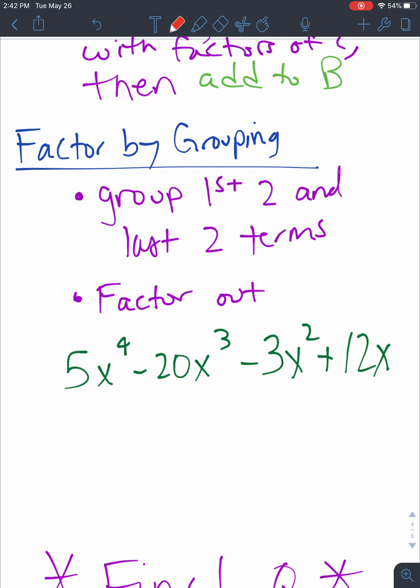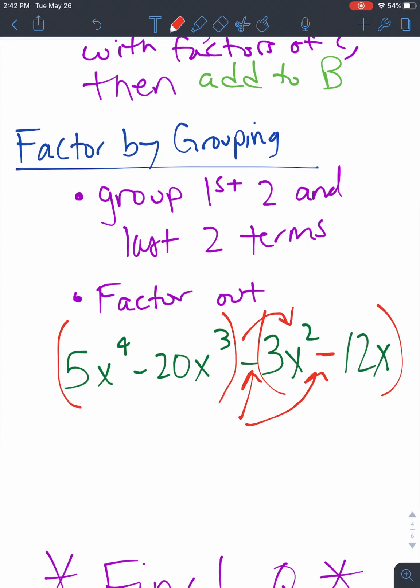Anytime we're factoring by grouping, we're always going to group the first 2 and the last 2. Remember, though, if you are grouping something with a negative sign on the outside, you have to change the sign on the inside. So this plus sign gets changed to a minus sign, which makes sense because if you were to distribute in this negative, you get negative 3x squared, which is what you have. And then you get a positive 12x, which is what you started with.